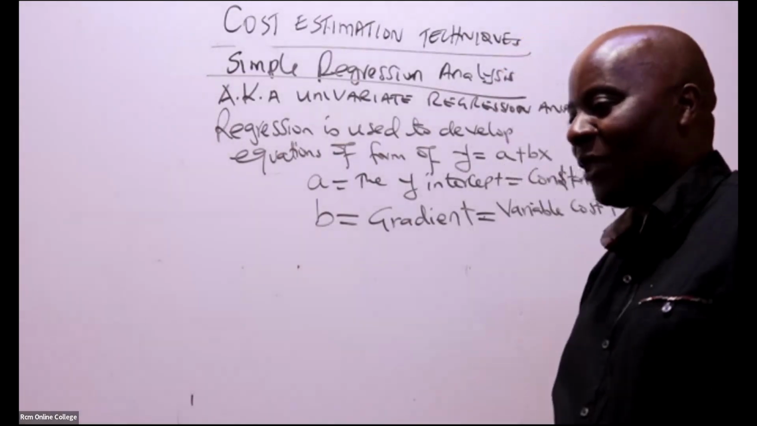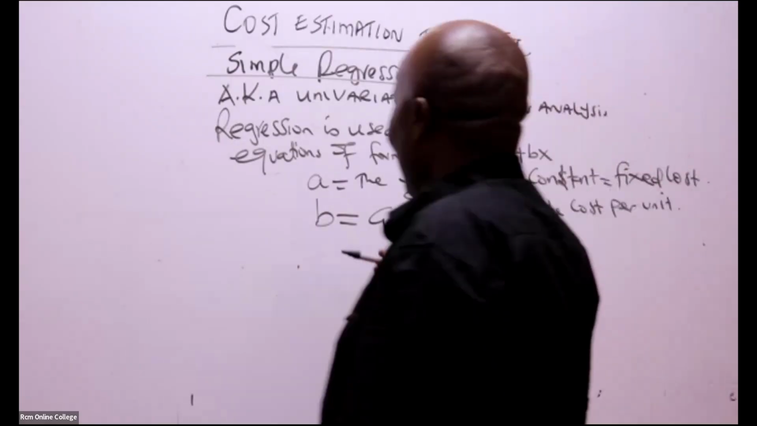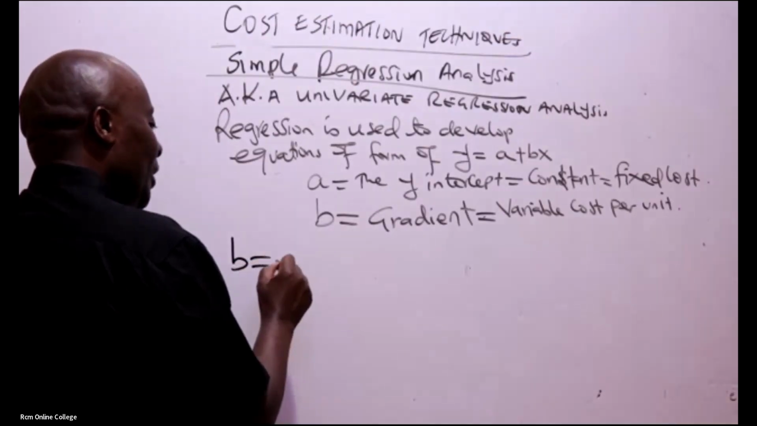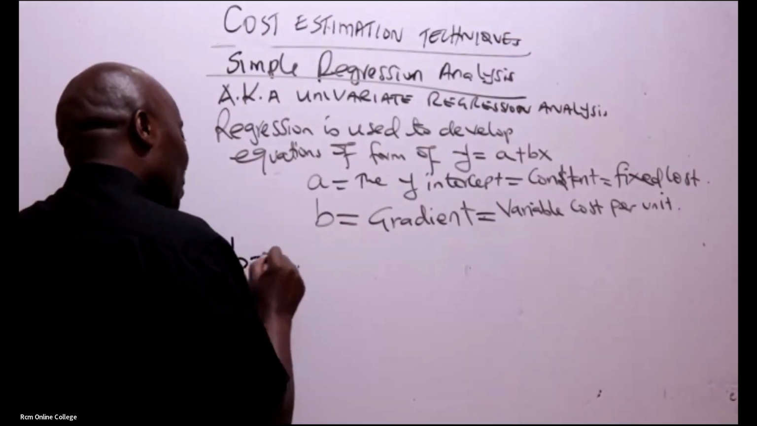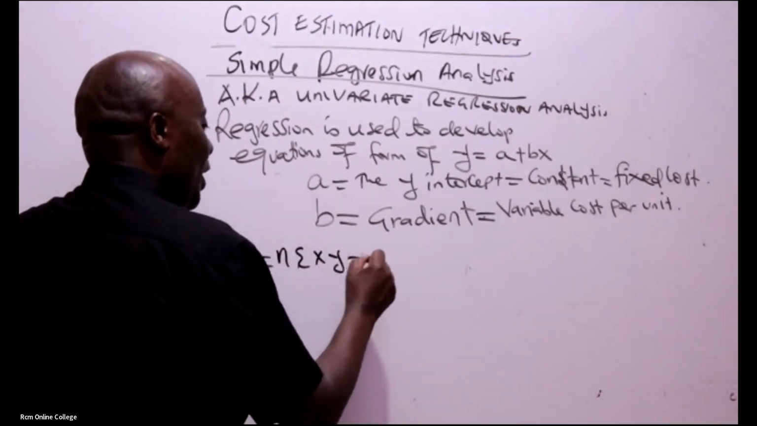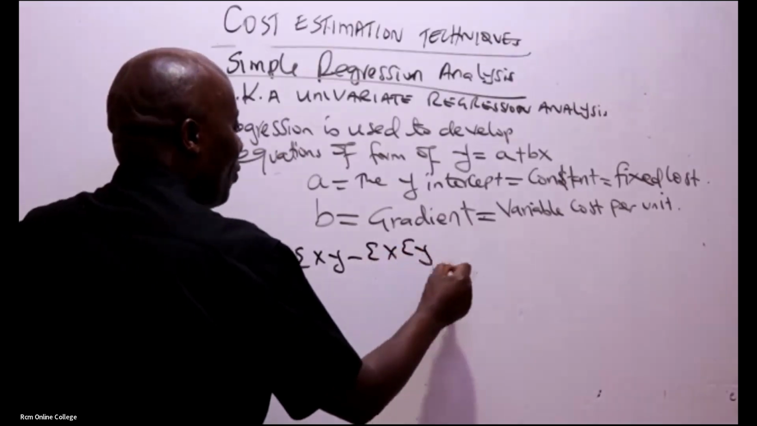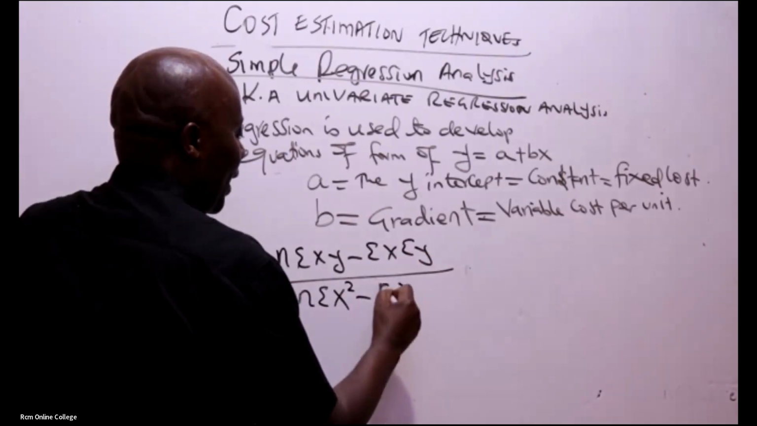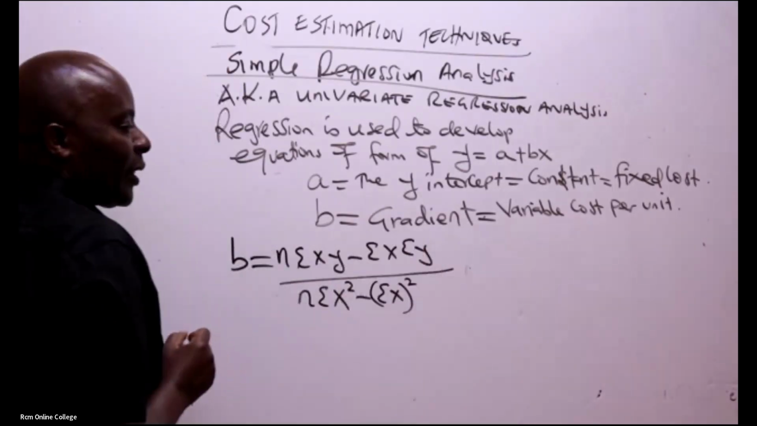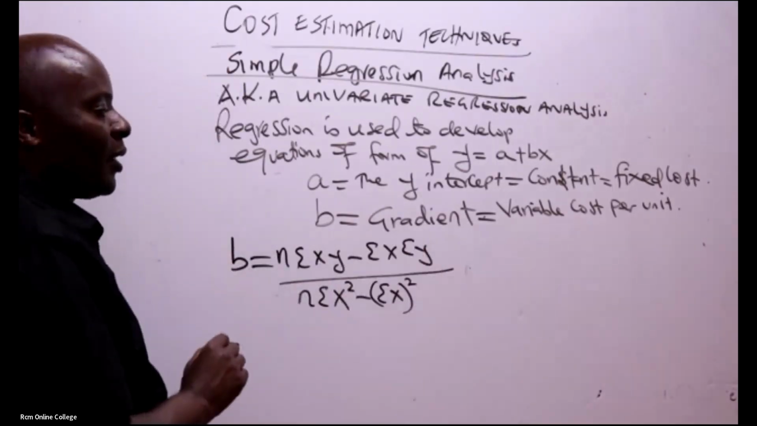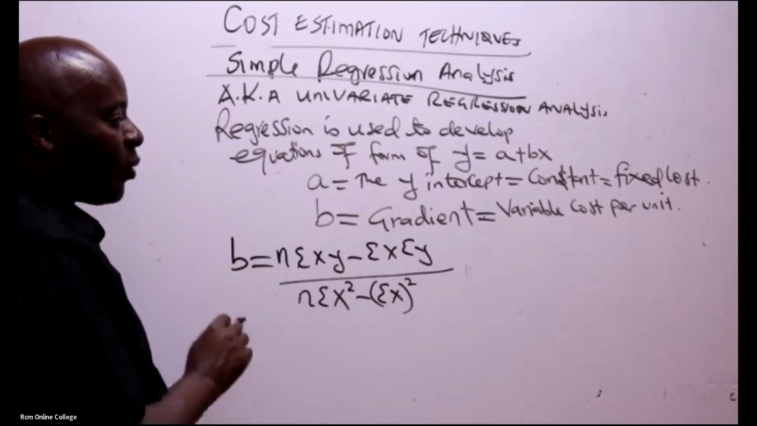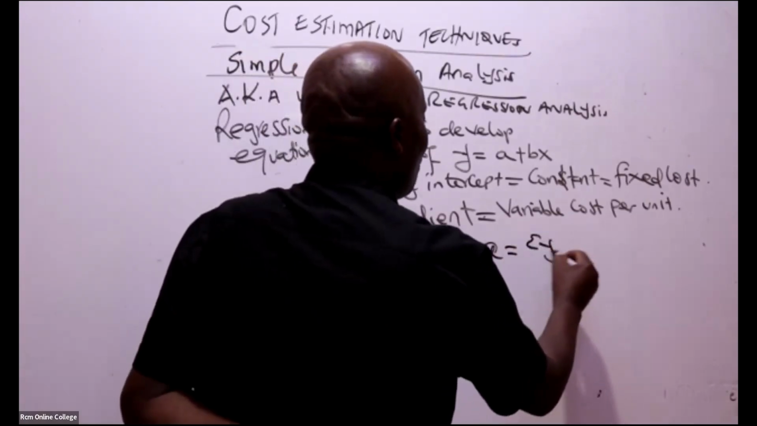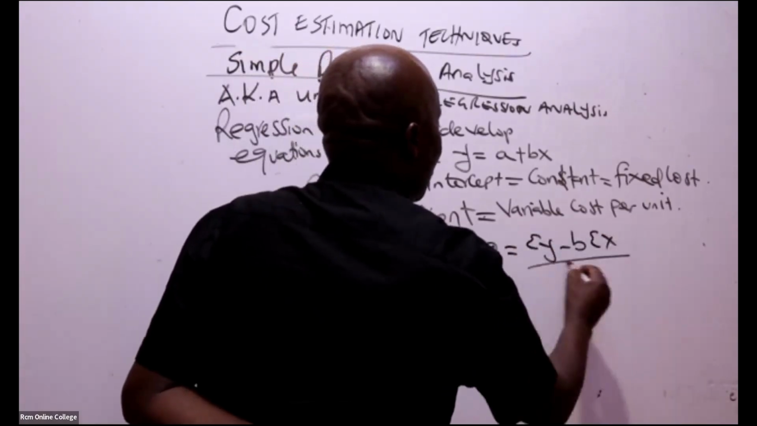Let's accommodate everybody. And remember, ladies and gentlemen, that regression analysis gives us the methodology for getting B and A. Using regression to get B, we take n summations of xy minus sum of x, sum of y, all over n summations of x squared minus summation of x, squared. That's how we get the gradient. And then to get the y-intercept A, we take summation of y minus b summation of x, divided by n.